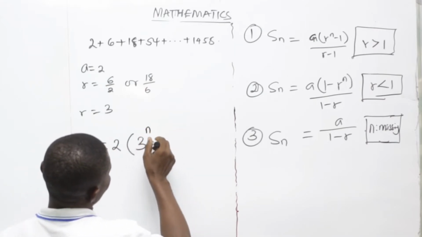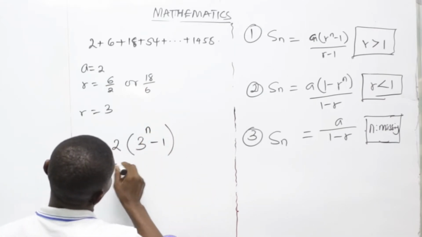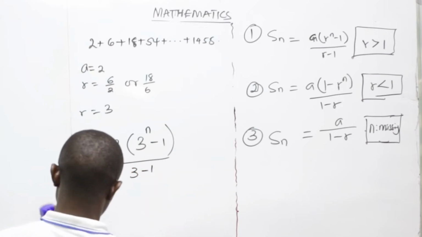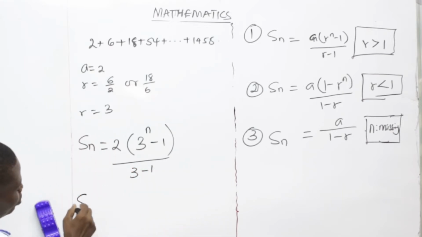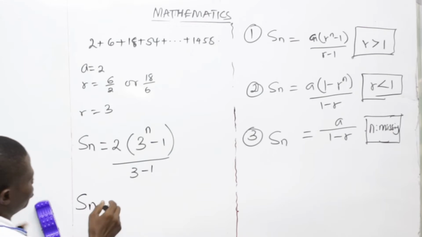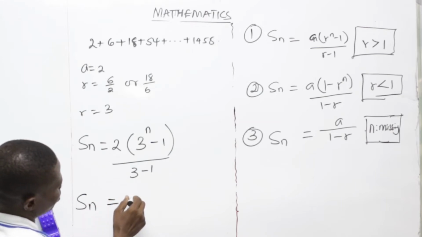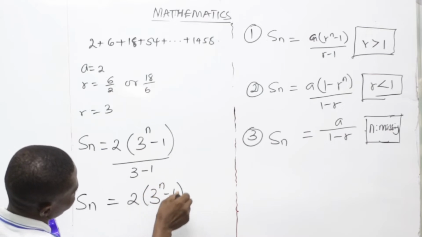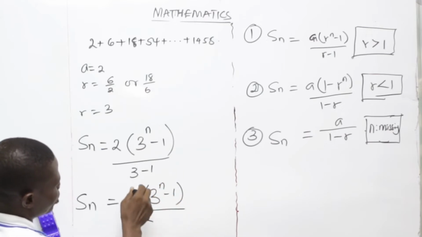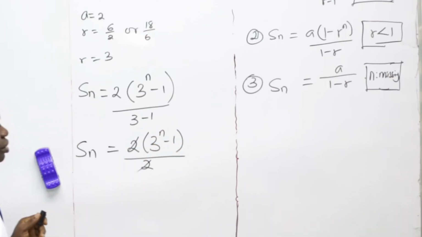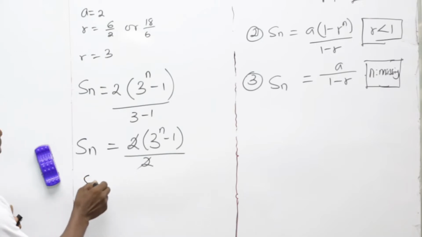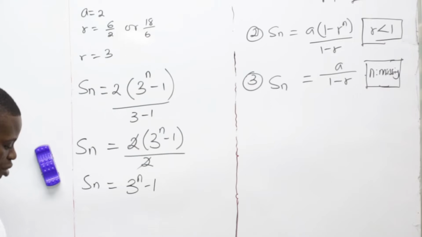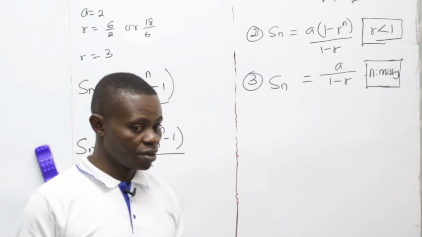Writing down this first, minus 1 all over 3 minus 1. So, find the sum. Sum equals 2 times (3 to the power n minus 1) all over 2. This will take care of this. So Sn here now equals 3 raised to the power n minus 1. But we don't know n.